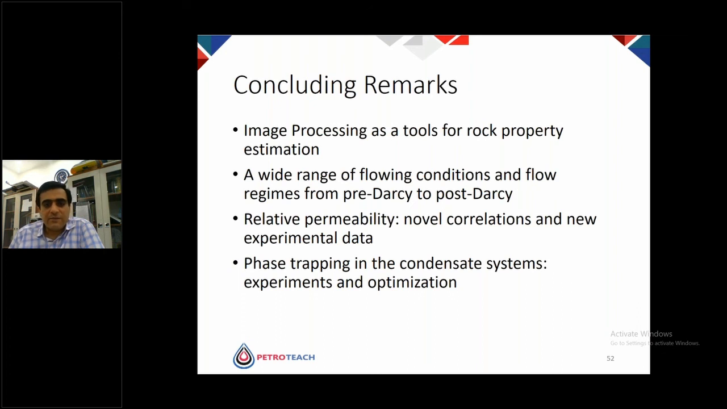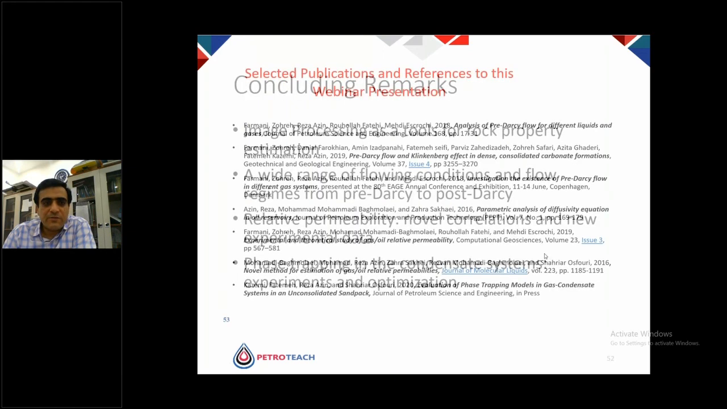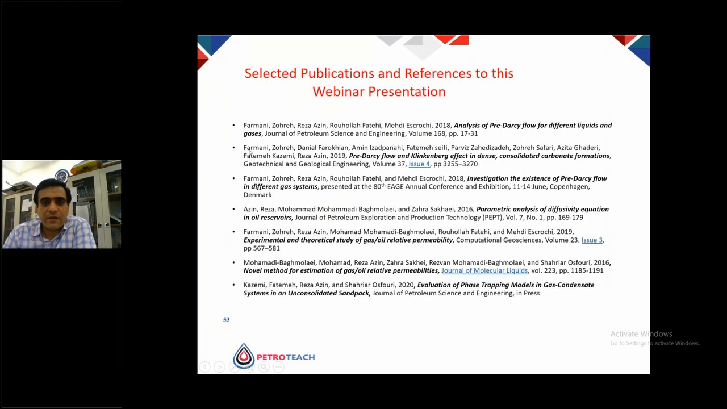And in the phase trapping, which is the newest research activity in our laboratory, we have started with some preliminary experiments and optimized already the available correlations, and we are going to continue this approach during the next couple of years. These are the published papers from our works from about 30 years ago to today.